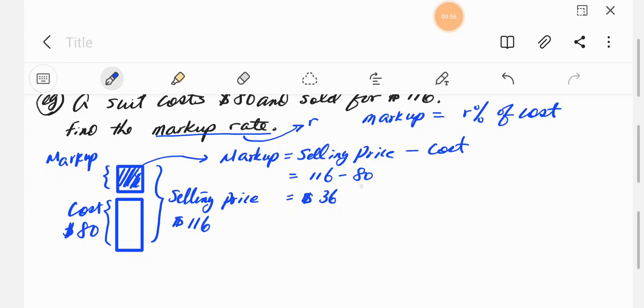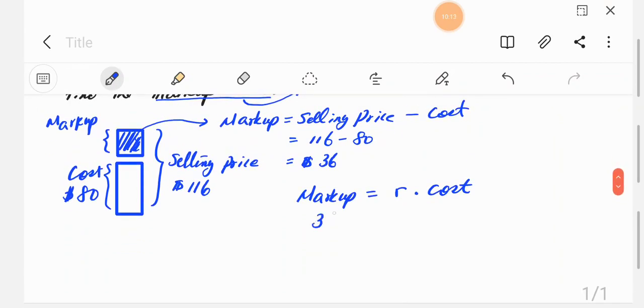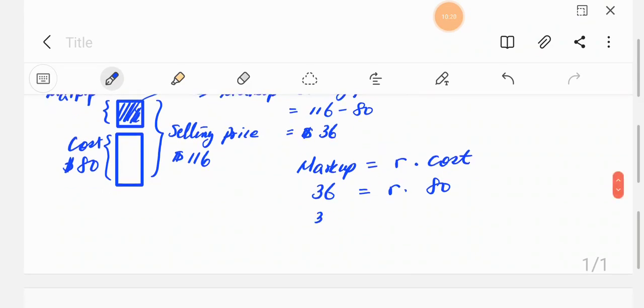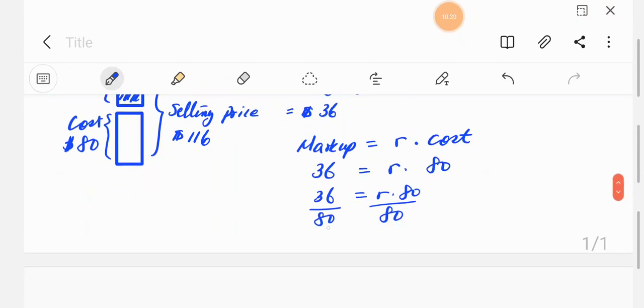Okay, let's write it something like this. Markup amount is R percent times the cost. So the markup is $36, R is the one we're looking for, and the cost is $80. So 36 is equal to R times 80, so we can divide each side by 80. Then 36 over 80, divided by 4, is 9 over 20. So 9 over 20 is equal to R.